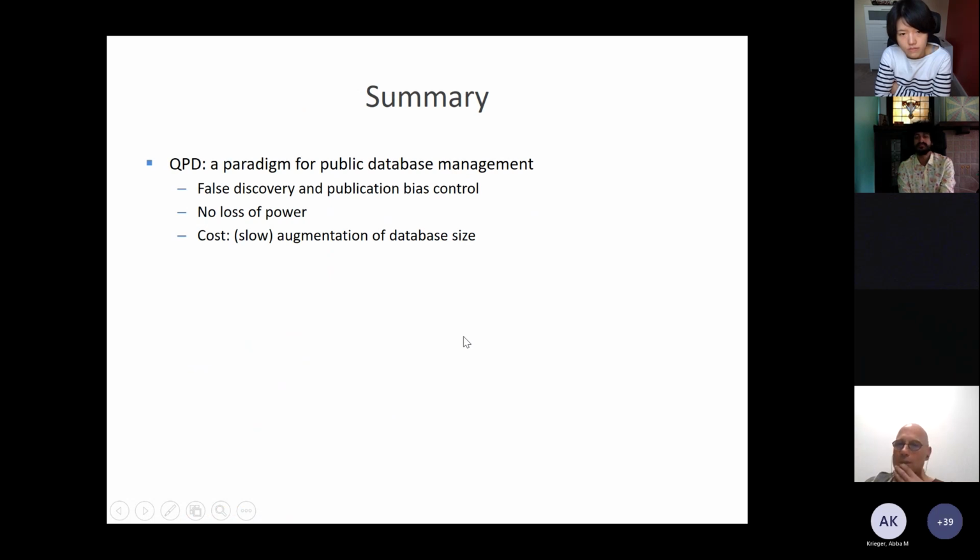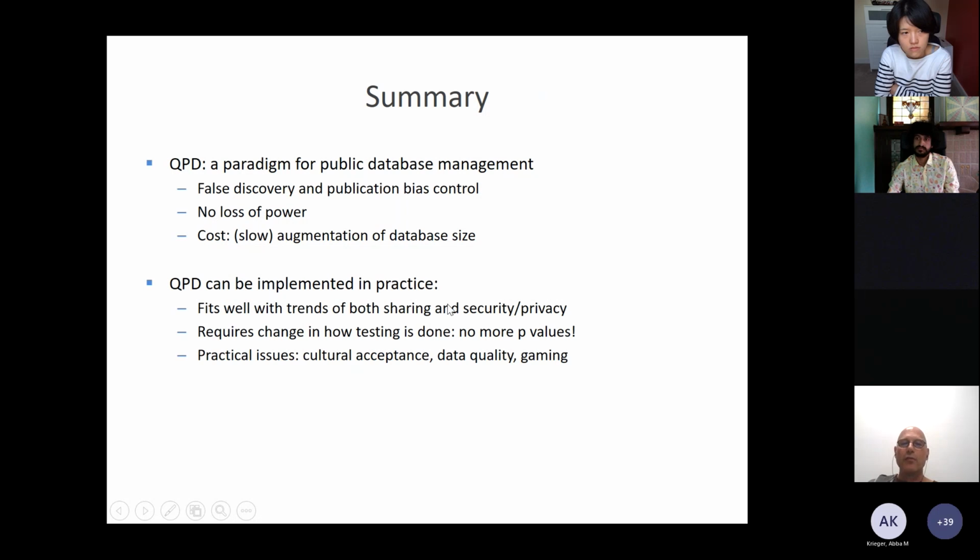Okay, so in summary, QPD is a paradigm for public database management, post-discovery and or publication bias control without loss of power, and the cost is the augmentation of the database size, or in other words, it can be thought of as paying for use.